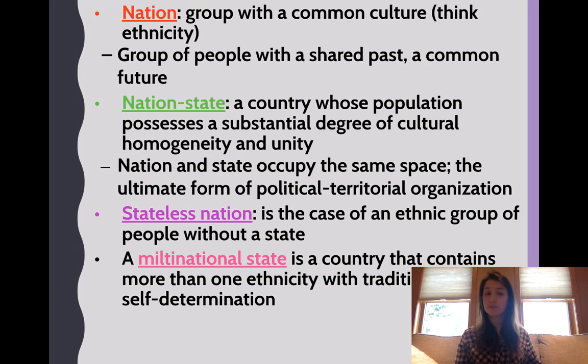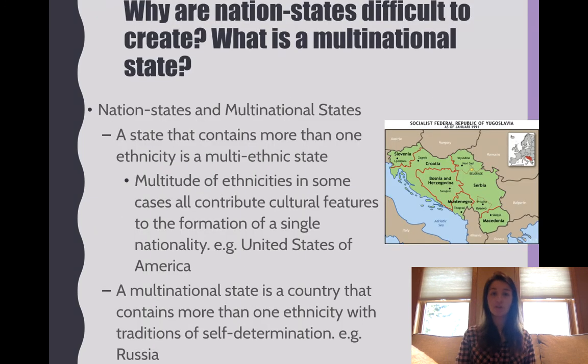On the flip side, you also have a different combination or a multinational state. A multinational state is a country that contains more than one ethnicity with traditions of self-determination. So, my example of a multinational state would be the United States. The United States is this big, big state that has so many different cultures within it, so you can't really be a true nation state.